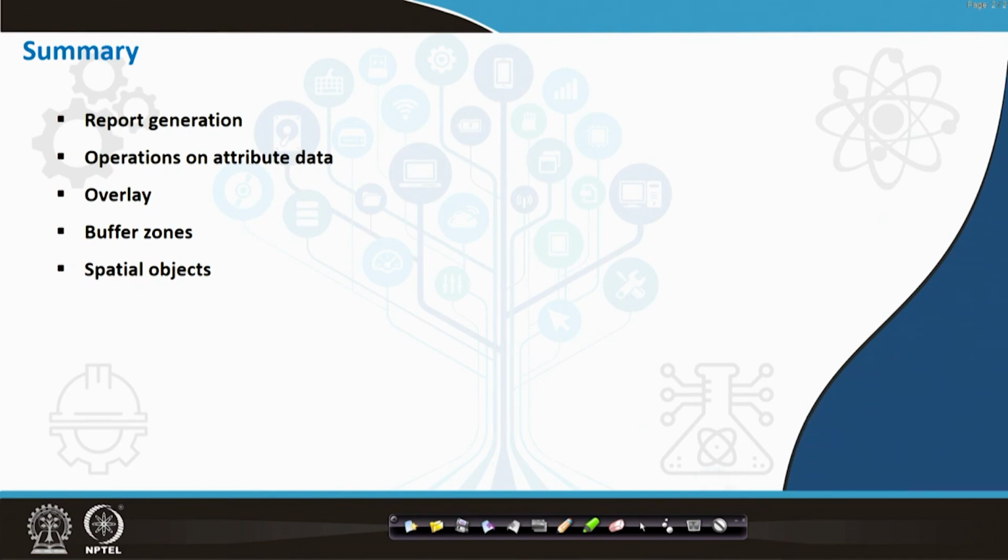Okay. So, I will end this class with these spatial objects. In the next class, we will look at advanced analysis. In the next two classes, we will look at what is meant by advanced spatial analysis and how we do it, and we will end this particular week with that.